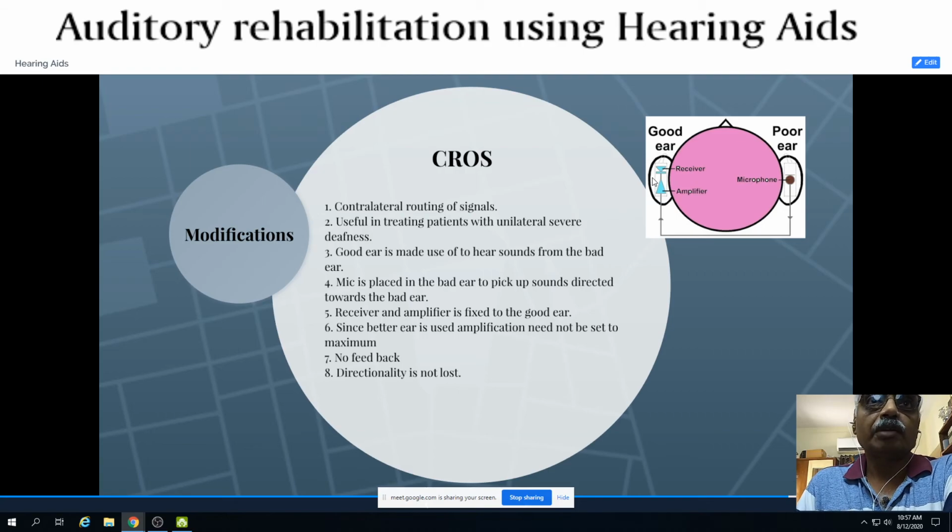And as I have been telling you again and again, as soon as I showed this slide, the mic is placed close to the bad ear to pick up the sound directed towards the bad ear. Since the better ear is used, amplification need not be set to the maximum. There is absolutely no feedback, and the directionality of the sound is not lost.